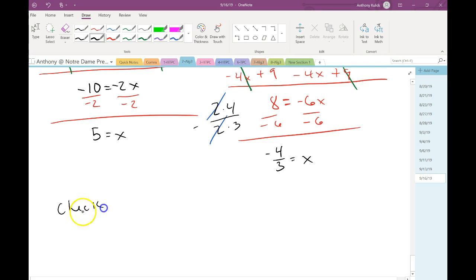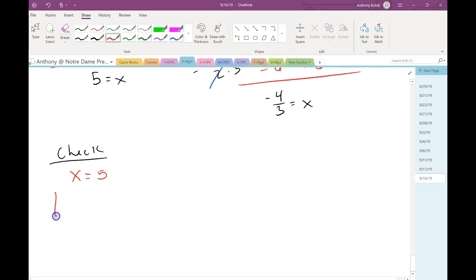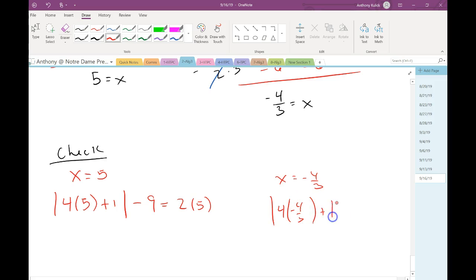Got to check them. So we have x equals 5. So I have 4 times 5 plus 1 minus 9 equals 2 times 5. And then on the other one, I have 4 times negative 4/3 plus 1 minus 9 equals 2 times negative 4/3. Put my question marks over the equal sign because we don't know if these are equal or not yet. Everybody okay with what I plugged in here? Now let's just simplify things down. So 4 times 5 is 20, and 20 plus 1 is 21. And 2 times 5 is 10.